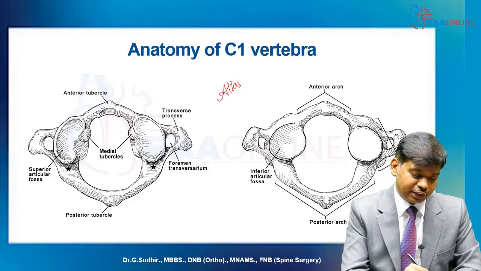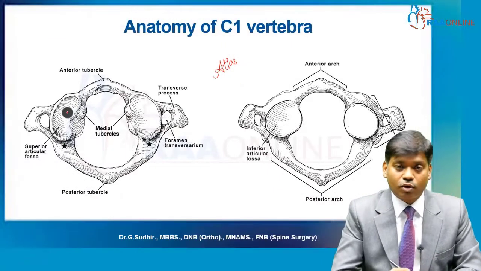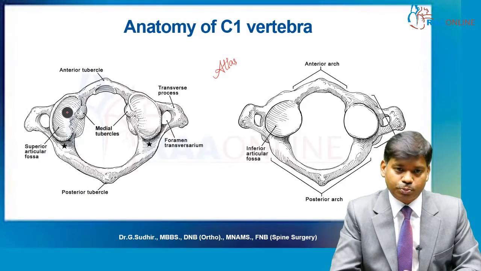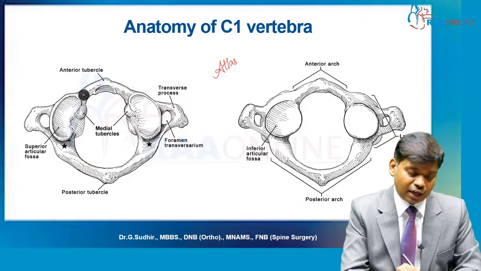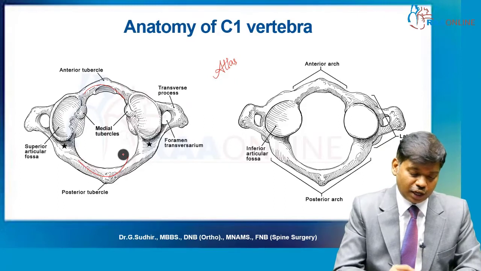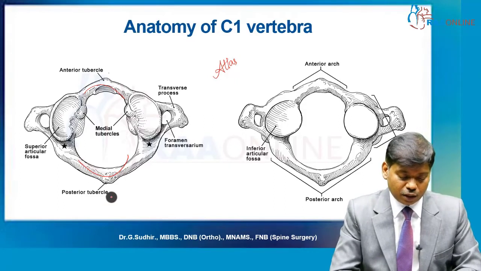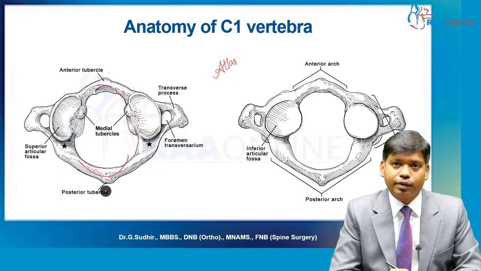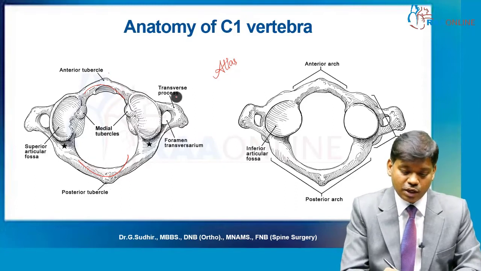And here you can see the superior articular fossa or facet which articulates with the occipital condyle. This is the anterior arch. This is the posterior arch. This is the anterior tubercle, posterior tubercle, and the next most important structure is the foramen transversarium in the transverse process.